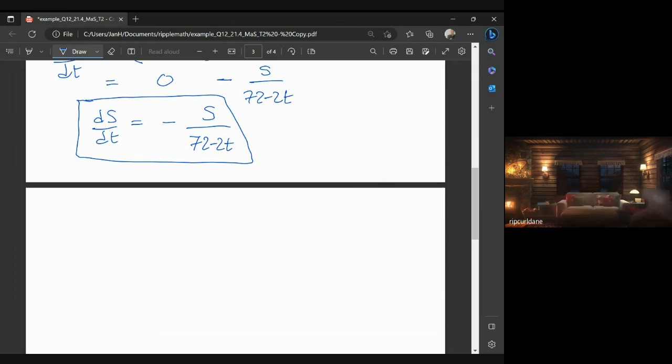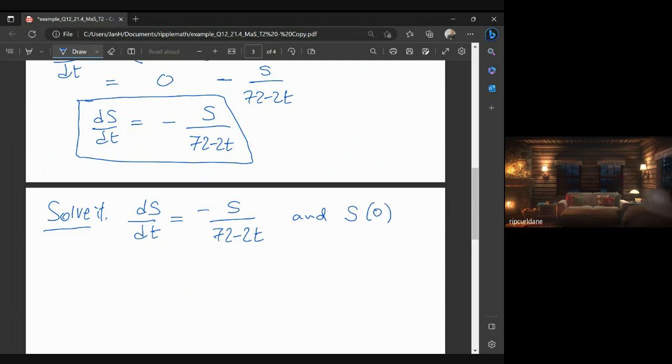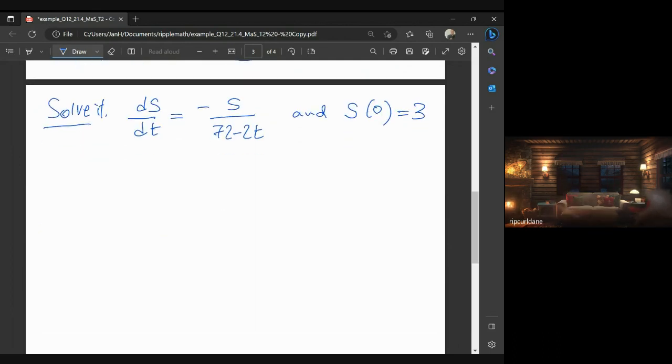Now we're going to solve this equation. So this is the next section, solve it. So we've got the ds dt. Okay, I'm rewriting it because the page will disappear in a sec. Minus 5S over 72 minus 2t. And we've got our initial condition on this, S of 0 equals 3, because we know there's 3 kilograms of salt initially in the solution.